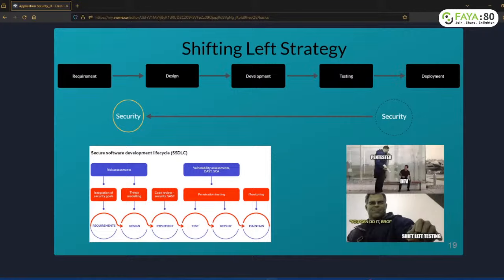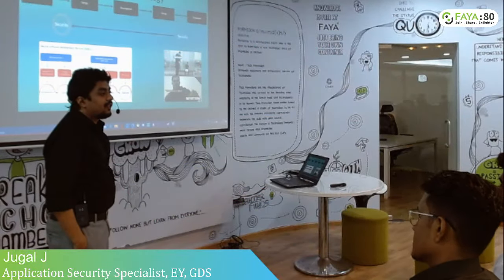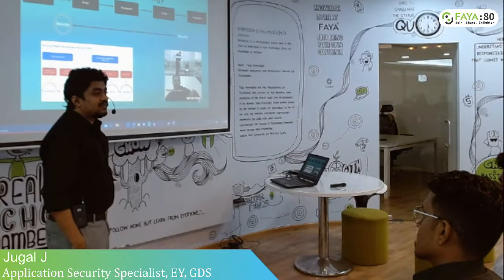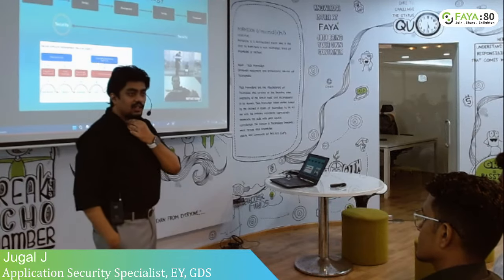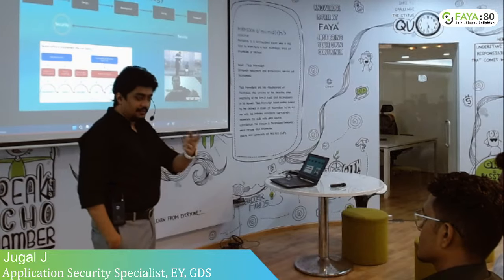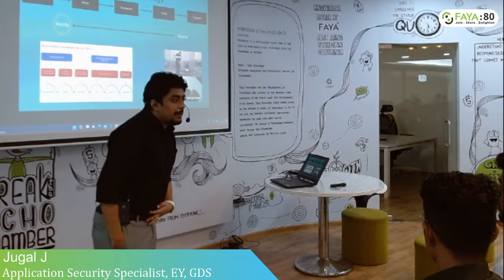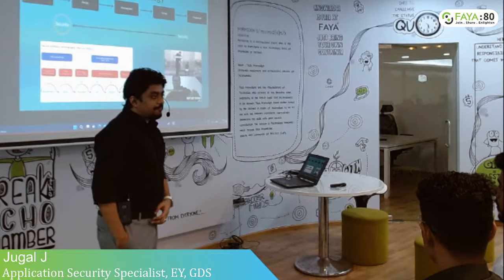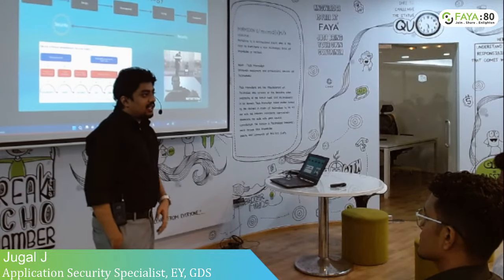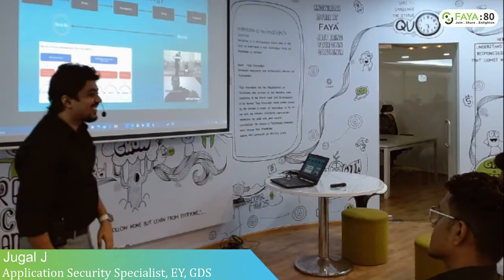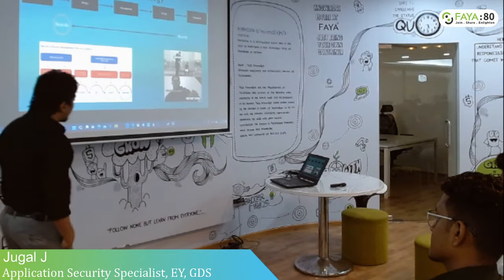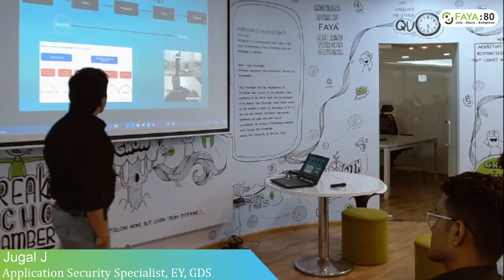So can someone tell me what's the advantage of doing that, or why a PT or a DAST at the very end of the cycle is more dangerous? Okay, architect. Yeah, it affects the architecture. Very good answer. Correct. Yep. Go back and then redo everything, right? I think that's the common consensus. Totally agree with it. That's the main problem, right?